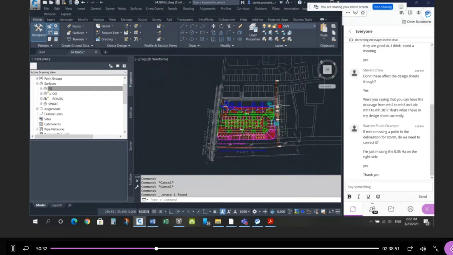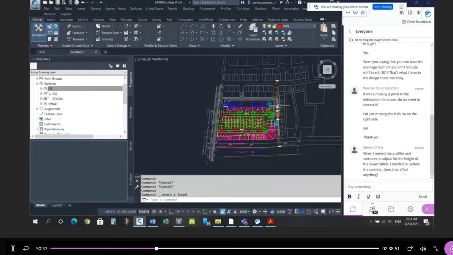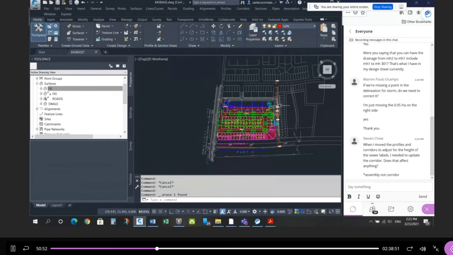Okay, so there's still quite a bit to talk about now in terms of how to design the storm sewer. It's significantly more involved than sanitary. When I move the profiles and corridor to adjust for the height of the sewer labels, I needed to update the corridor. Does that affect anything? When I moved the profiles and corridors, if you change your assembly, you have to rebuild your corridor for sure. And if your corridor changed and it affects your front lot corners, then you need to update all of your lot grading.